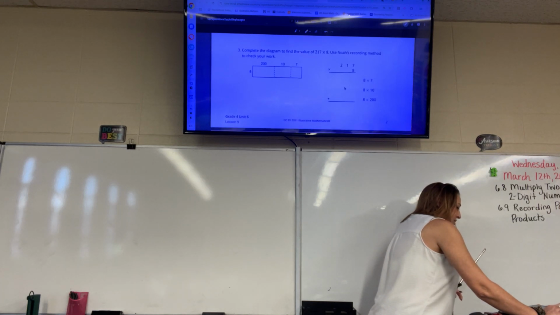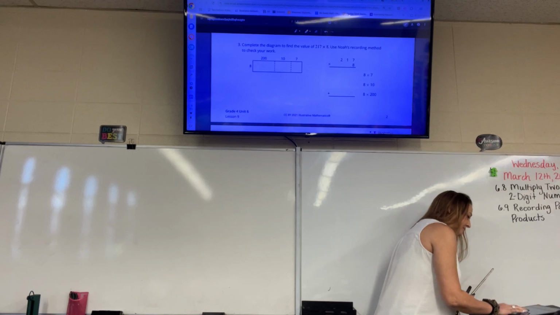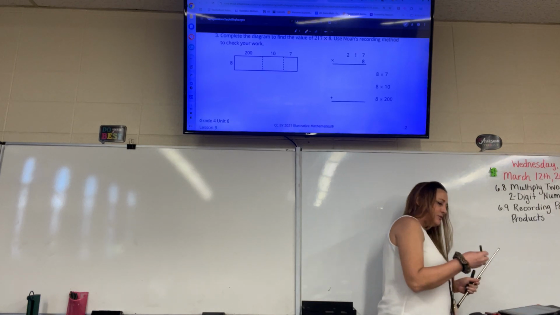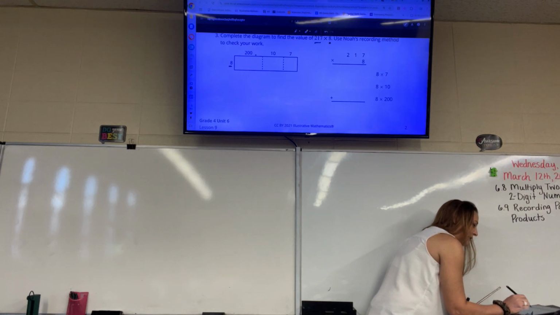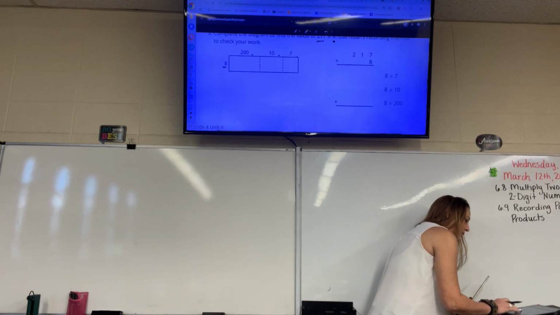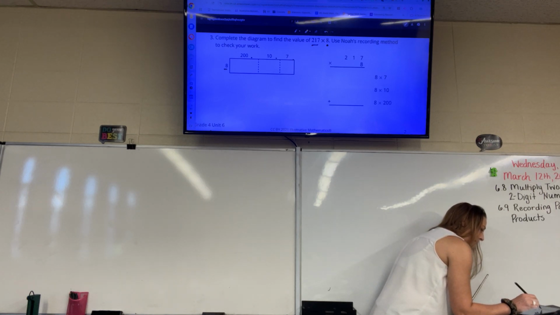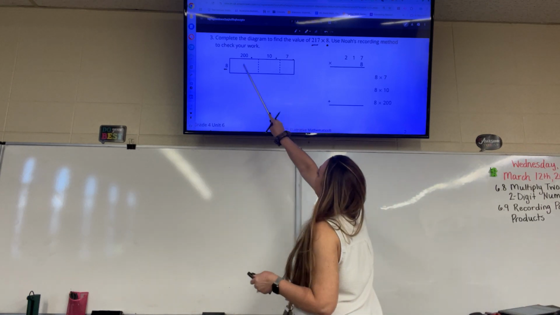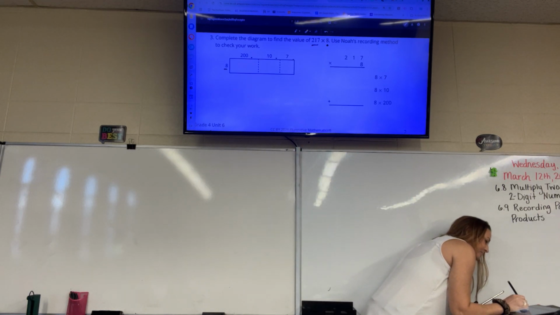Complete the diagram to find the value of 217 times 8. Okay. Here we go. So this is what we did yesterday. They have taken the 8 and put it right here, and they put 217 in expanded form right there. So you guys tell me what we multiplied together first. 8 times 200. Yep, so write that in the box.